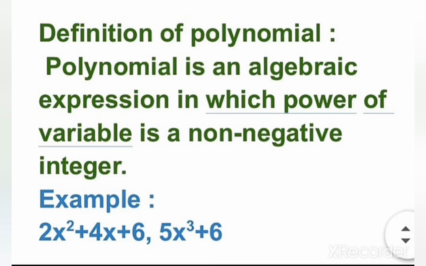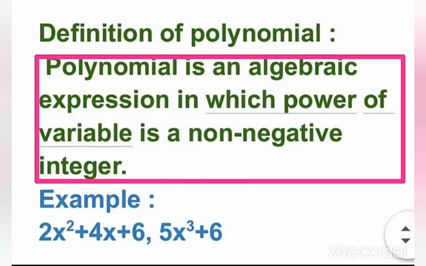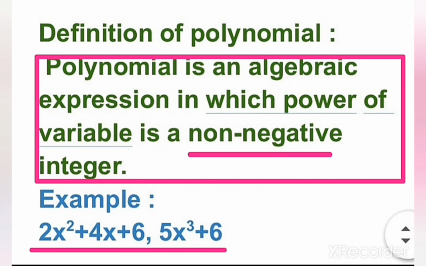Okay, students, now we are going to move towards the definition of the polynomial. So a polynomial is an algebraic expression in which the power of the variable is a non-negative integer. Mind that the power is always a non-negative integer. So for your convenience, I have put the examples there. The first example is 2x square plus 4x plus 6, and another one is 5x cube plus 6.